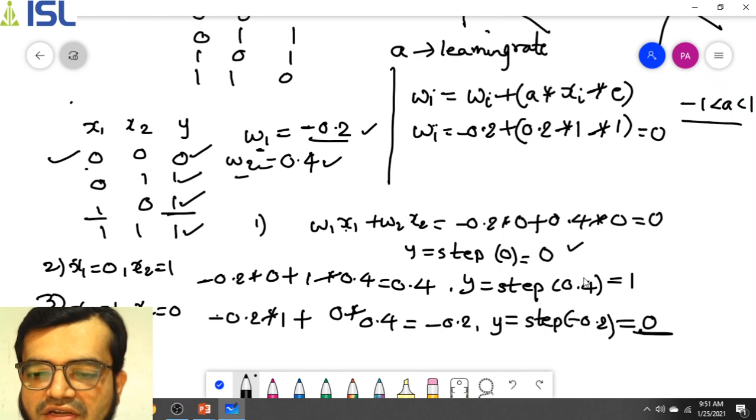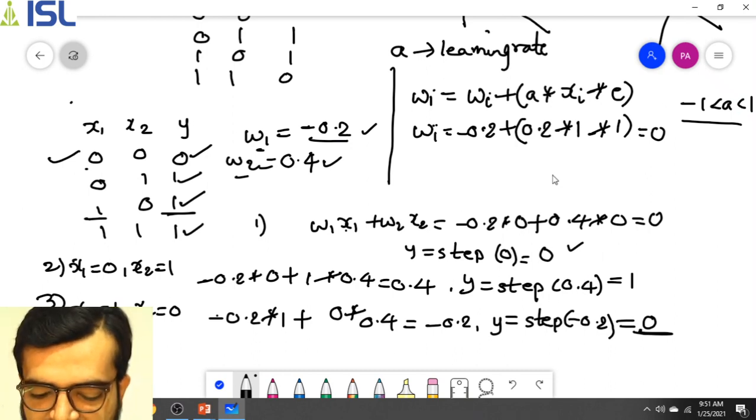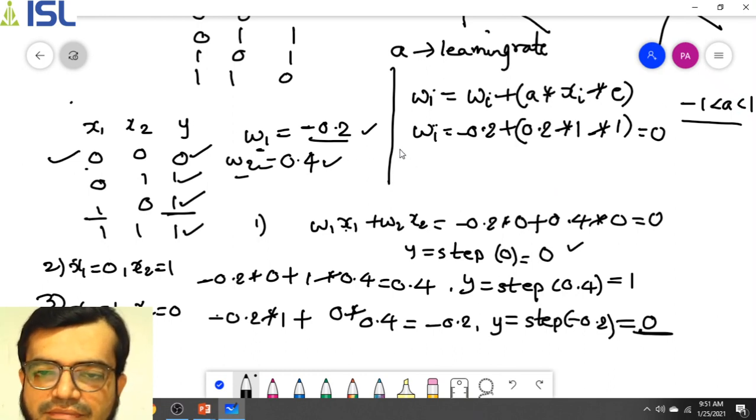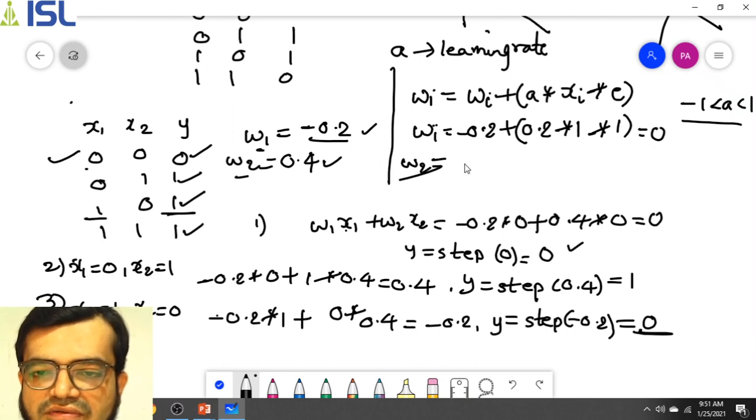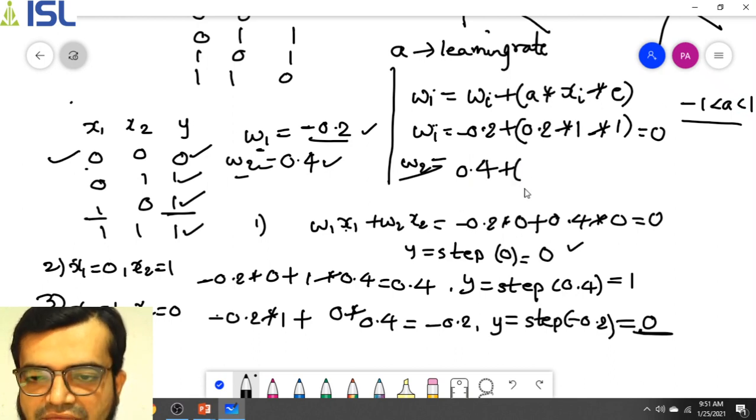If you have adjusted to 0, you have just updated this and we have to try it accordingly. But again we need to see the next value, w2. For w2, we need to see with w2, which is 0.4, plus the learning rate we have taken here.